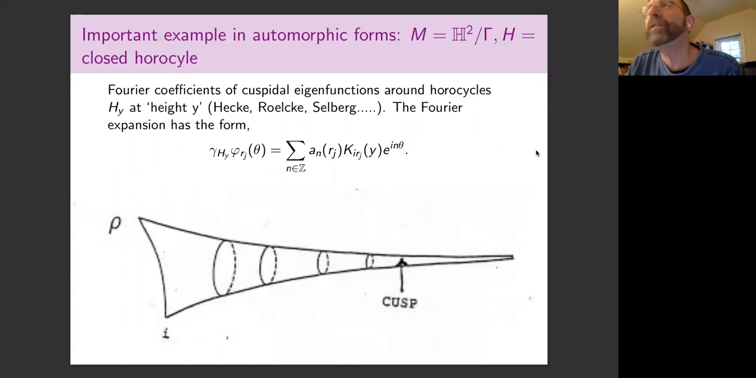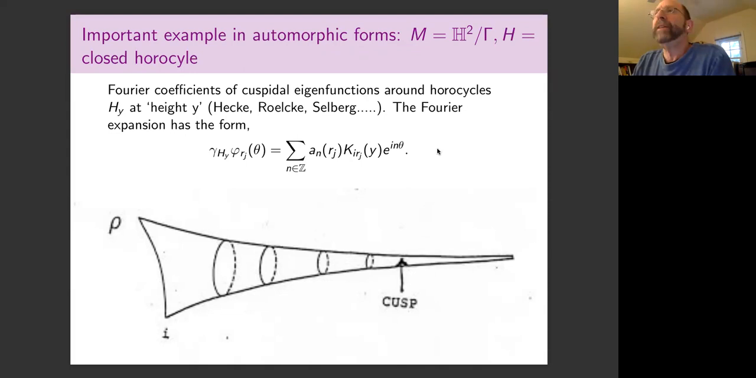People in automorphic forms and number theory have been interested in the Fourier coefficients of eigenfunctions. They work both with holomorphic things and with C infinity forms. The most widely studied are called Hecke-Maas forms. We're not going to go into that, but this is the most famous Fourier expansion.